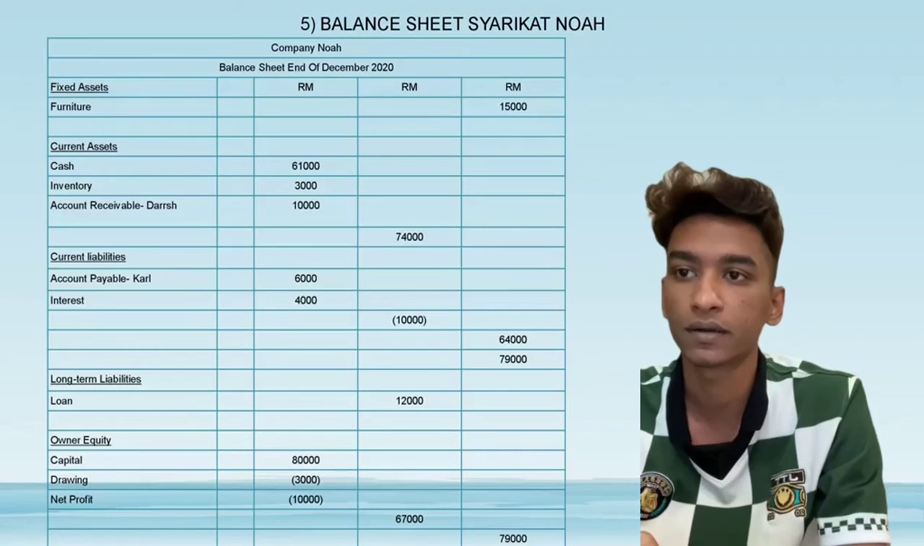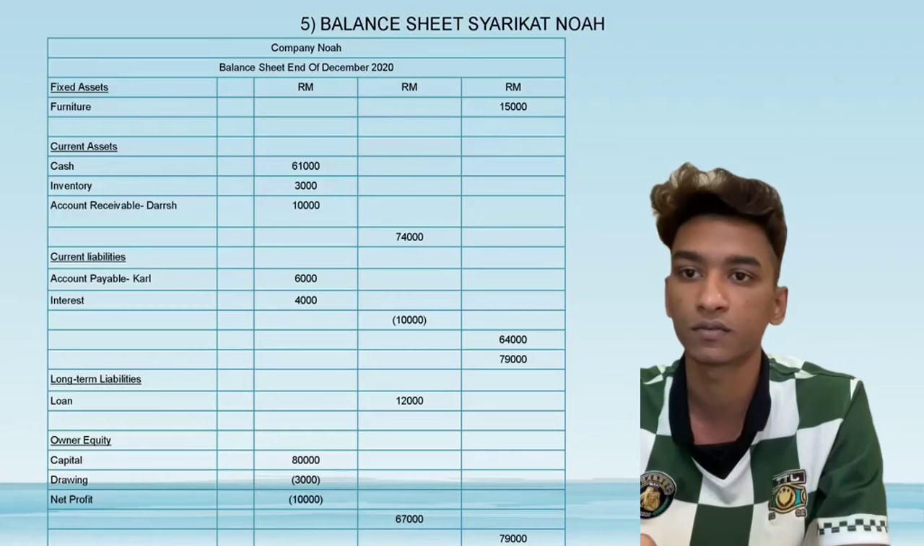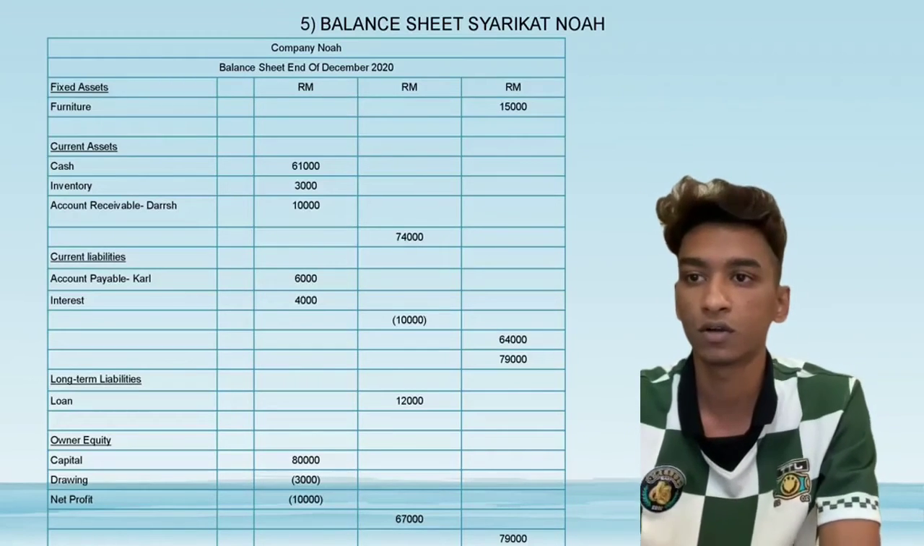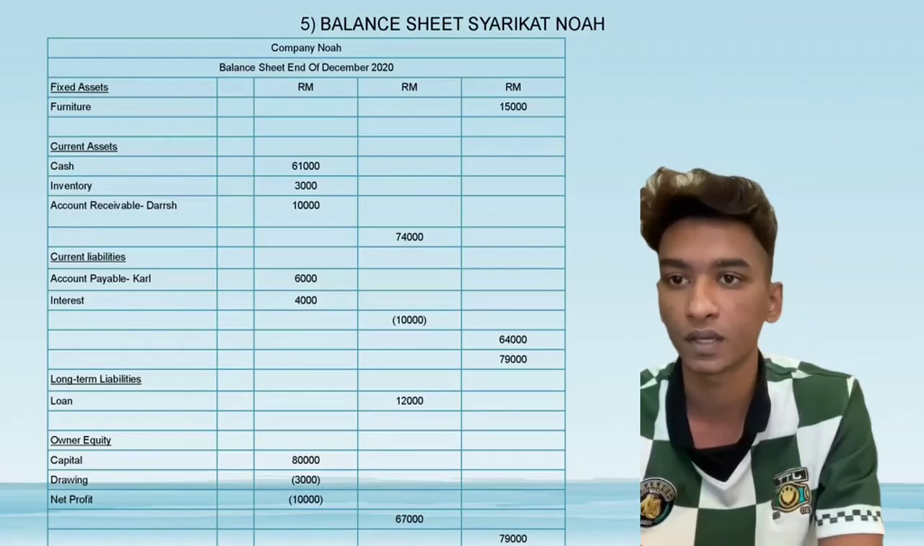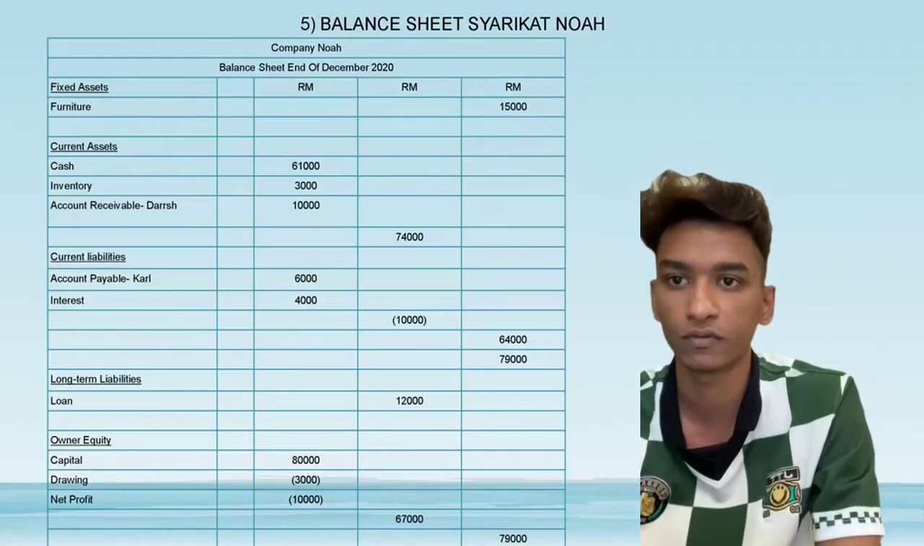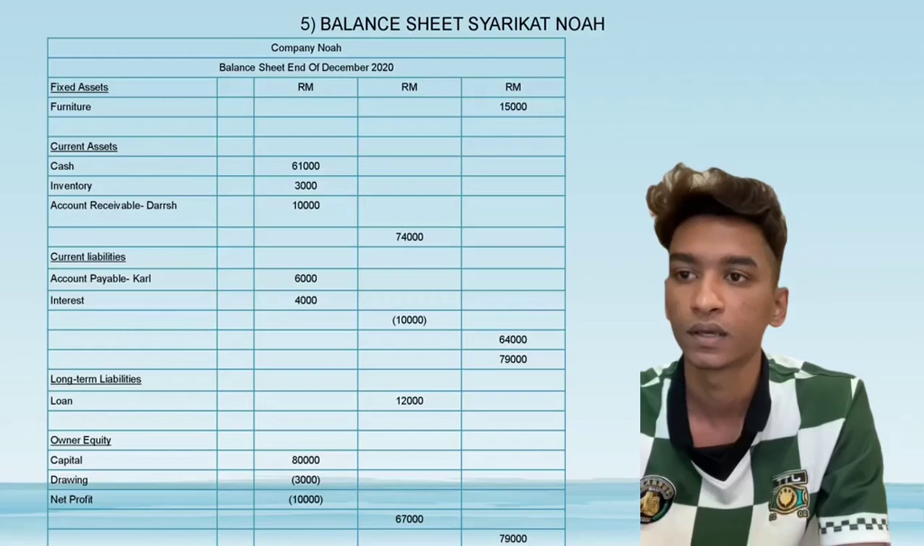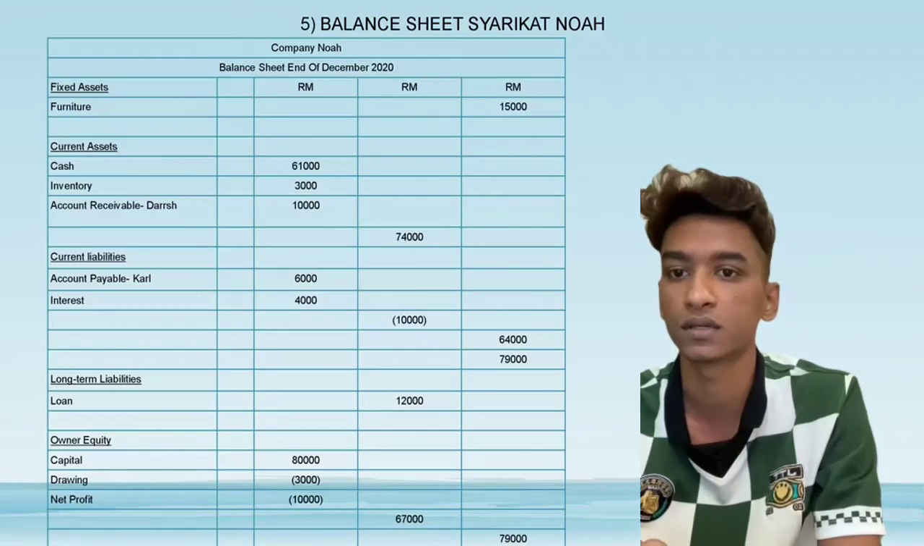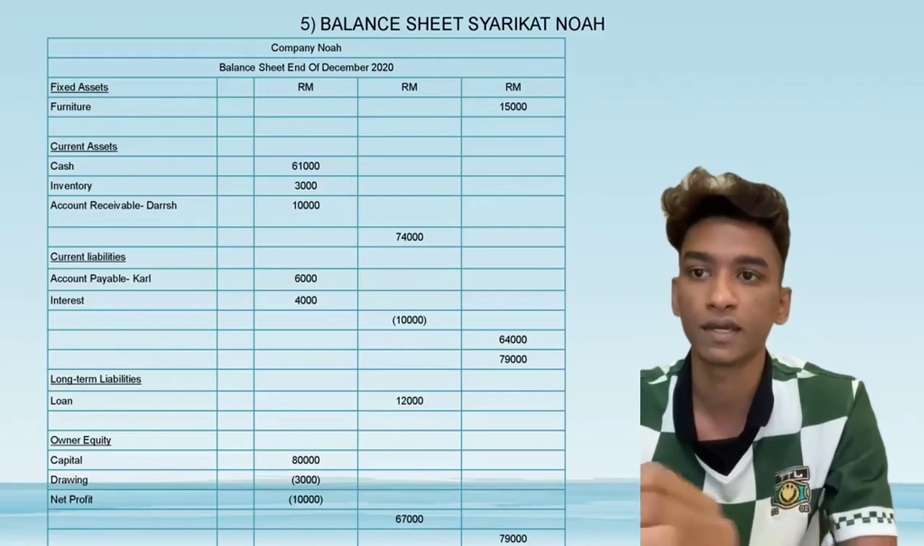Then next we have current liabilities: account payable 6,000, interest 4,000, total of 10,000. So the total is 79,000. Next we have long-term liabilities, which is a loan of 12,000, then owner's equity: capital 80,000, drawing 3,000, and net profit 10,000. So the total is 79,000.